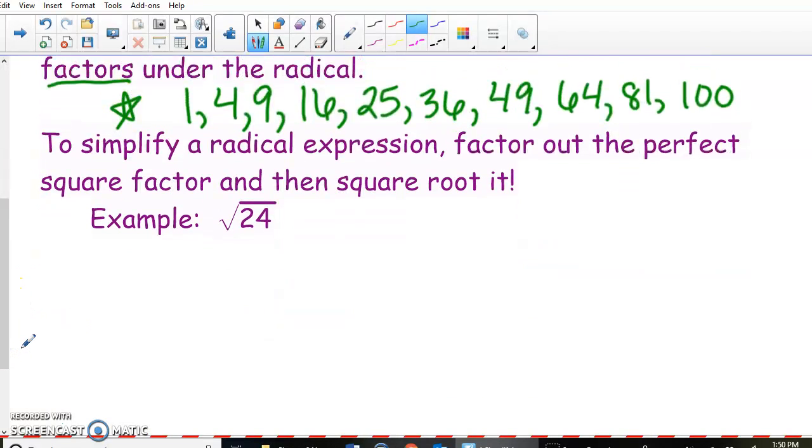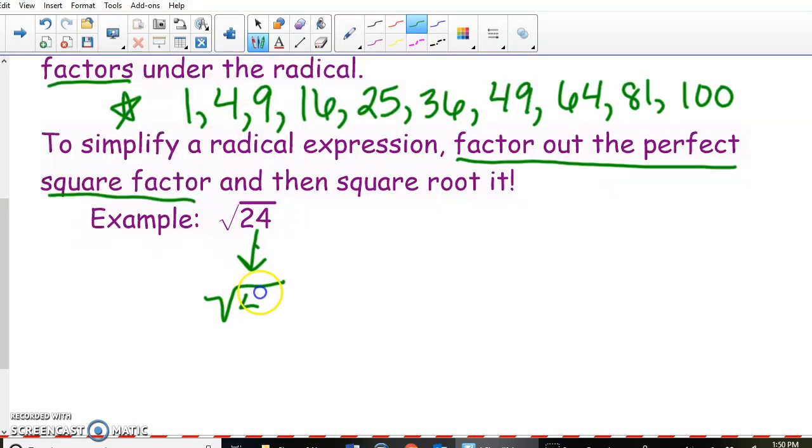Okay, so when we go to do examples like this, we are going to factor out the perfect square factor, and then we just square root it. So when we look at these, we're going to be looking for which of these perfect squares is a factor of my number that's under the radical? So right away, hopefully you remember the factor of 24 would be 4. So I can rewrite 24 as 4 times 6. I haven't changed anything. I'm just writing 24 as a product of 2 numbers, 4 times 6. 4 times 6 is 24.